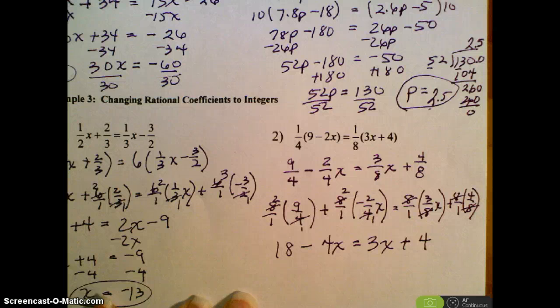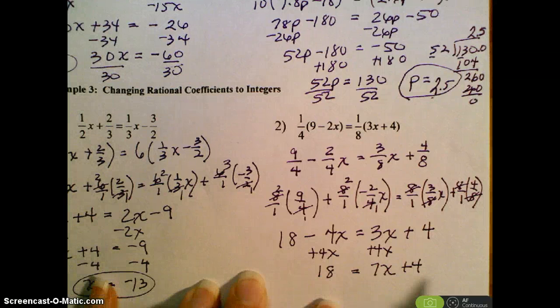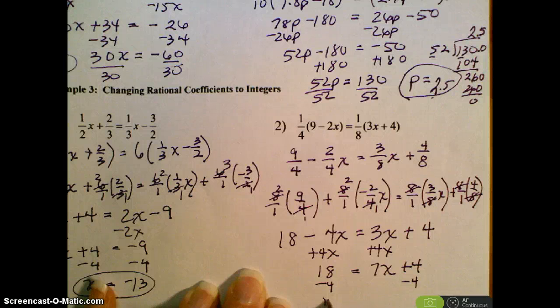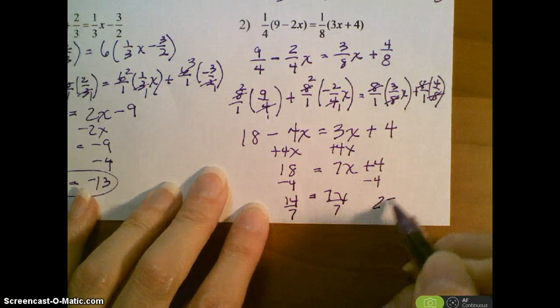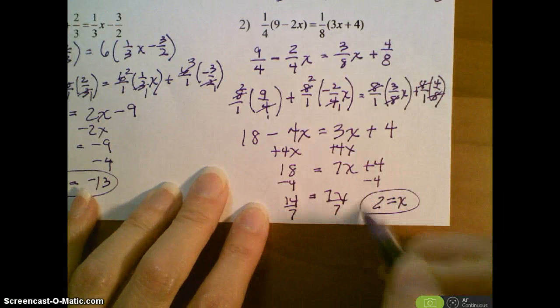So I'm going to add 4x to both sides. And over here, I'm going to get positive 18 is 7x plus 4. Okay, and then I need to subtract 4 on both sides, and that'll give me 14 equals 7x. Let me move this up for you a little bit. That way you can see it better. Sorry. And then I'm going to divide each side by 7, and 2 equals x.